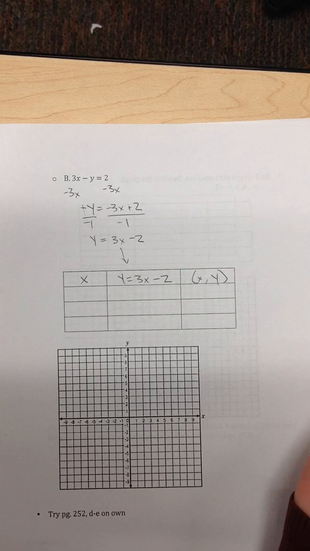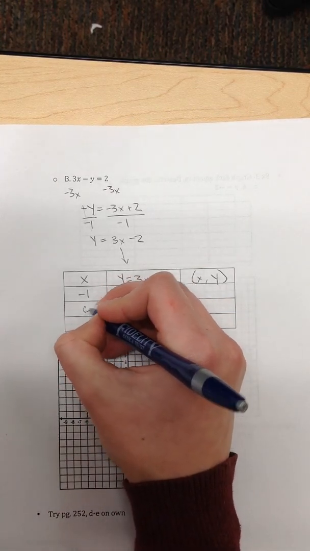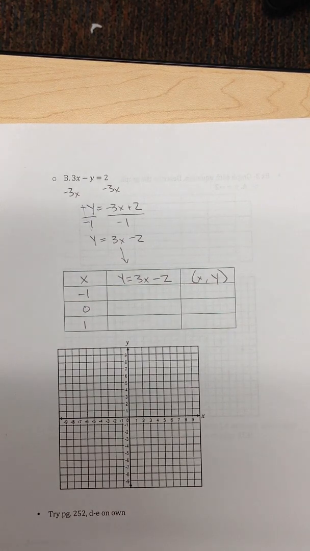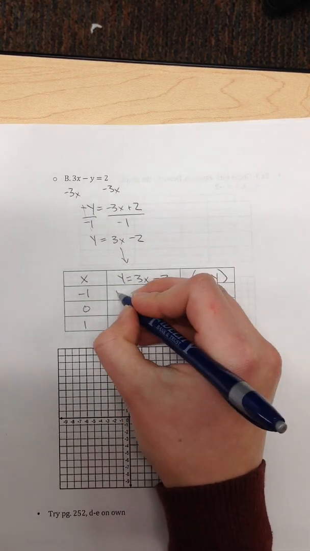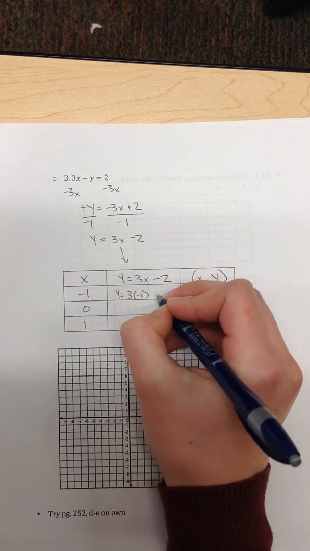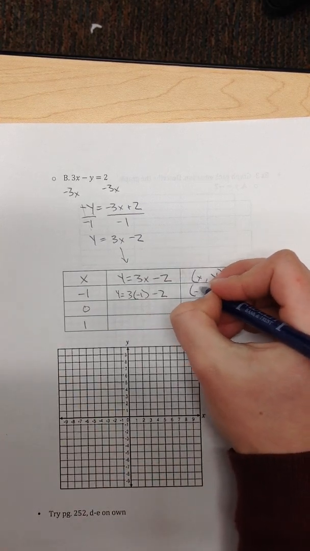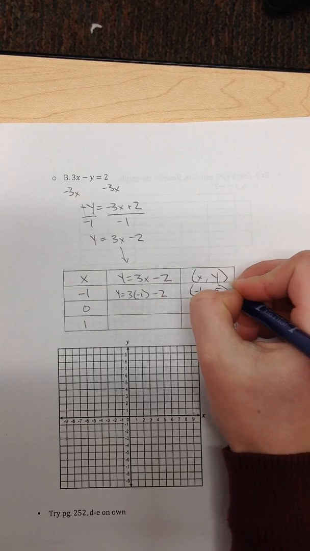Okay, so again, I'm going to just pick whatever numbers I want here for my x. I like to pick easy numbers, so negative 1, 0, and 1, because those are nice to work with. So I'm going to plug in here y is equal to 3 times my x value, which is negative 1, minus 2. So 3 times negative 1 would be negative 3, minus 2 is negative 5. So negative 1, negative 5.